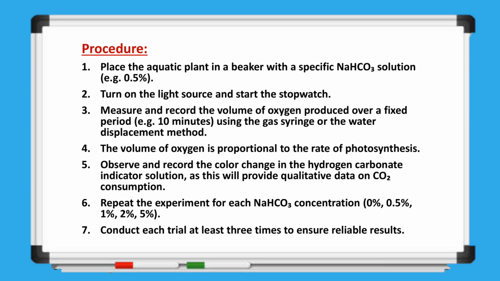First, we place the plant in a beaker filled with one of the prepared sodium bicarbonate solutions. Then we turn on the lamp and start the stopwatch. Over a set time period, for example 10 minutes, we measure how much oxygen is produced. We can do this by collecting the gas in a syringe or using the water displacement method. At the same time, we observe the color change in the indicator solution. We repeat this process for each different carbon dioxide level, and we also repeat each trial 3 times to make sure our results are accurate and reliable.